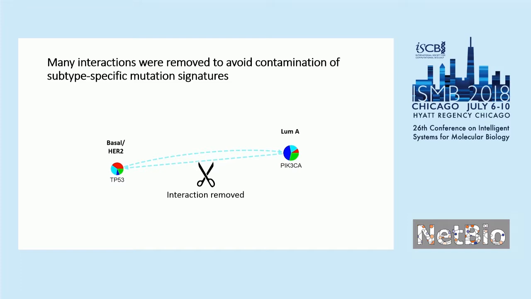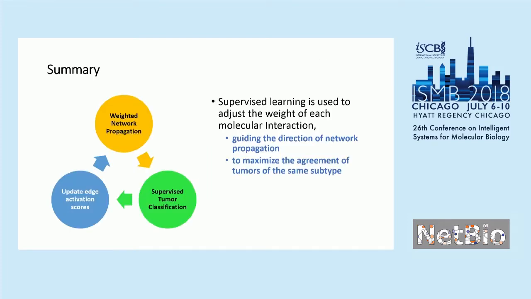To summarize, here we developed an algorithm which iteratively performs the weighted network propagation, the supervised tumor classification, and updates the edge activation scores accordingly. So the supervised learning is used to adjust the weight of each molecular interaction, guiding the direction of network propagation to maximize the agreement of tumors of the same subtype.